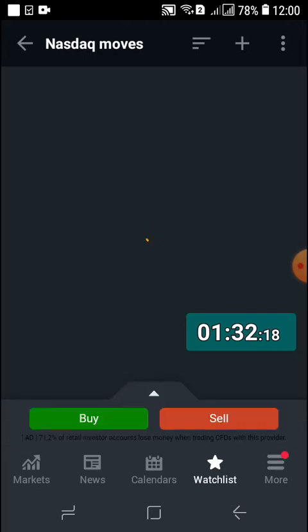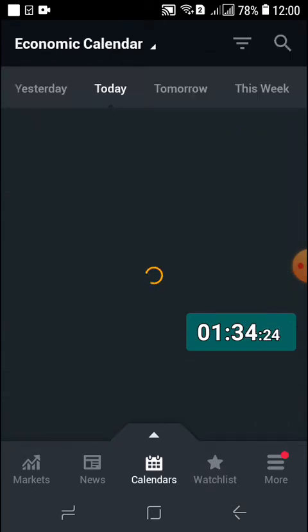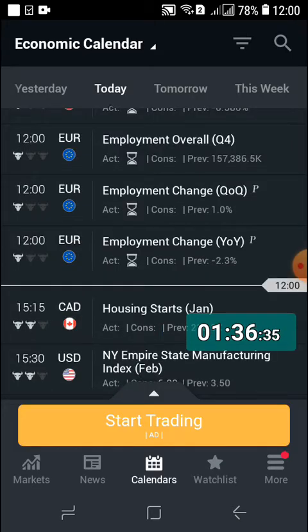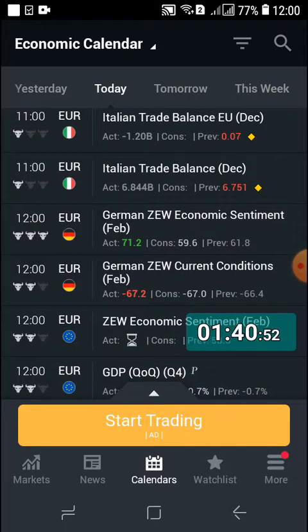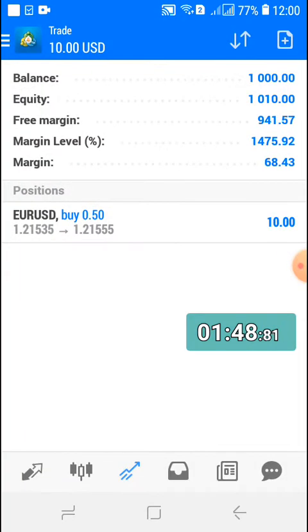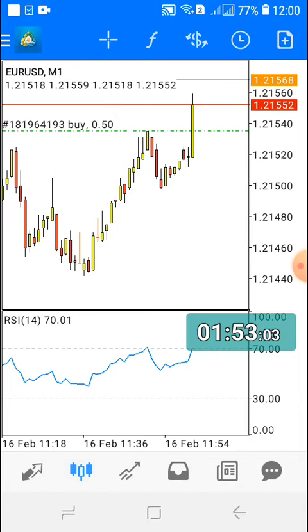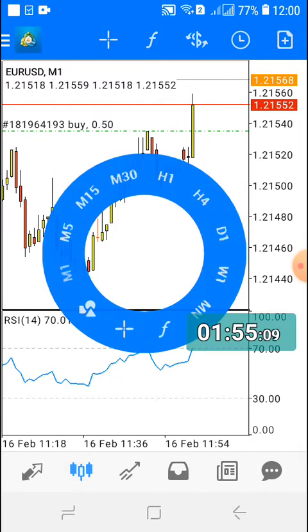So for calendars, today, this is the event. Euro, German ZEW economic sentiment. This is what we are trading at 12 o'clock. We are already 1 minute and 40 seconds inside. This is the profit. With just one candlestick, we are already in profit.